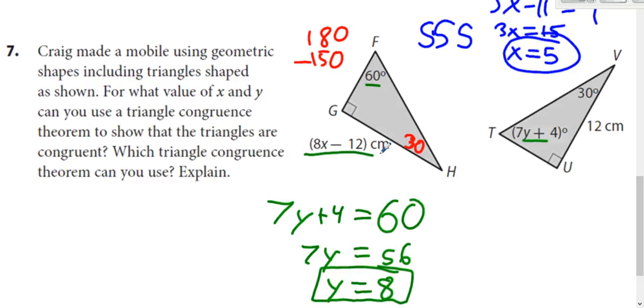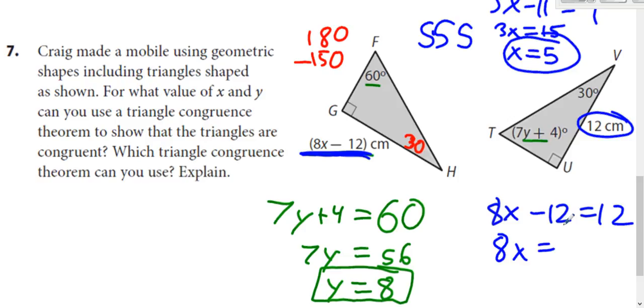Now we need to solve for x by making another equation here. So that 8x minus 12 has to match up with the 12 centimeter side right there. So that's our equation. 8x minus 12 equals 12. Add the 12 to both sides, you get 8x equals 24. And then solve by dividing by 8. You get x equals 3.